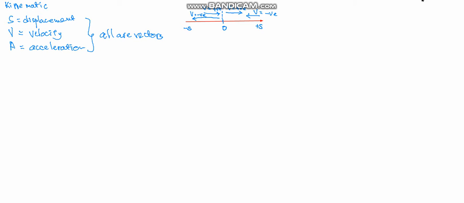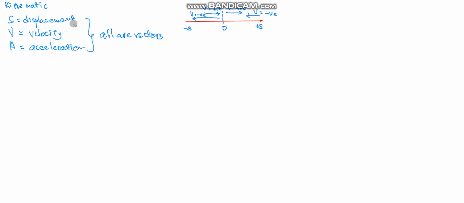Okay, we're going to look at kinematics. The kinematic question is actually a differentiation and also integration of displacement, velocity, and acceleration. For example, before that, let's look at displacement.